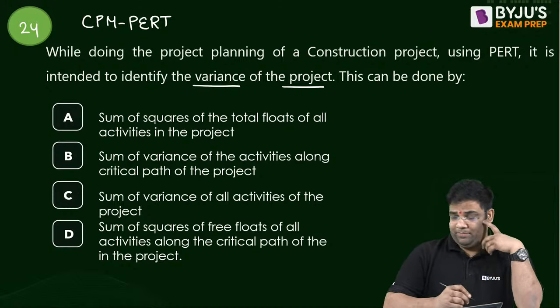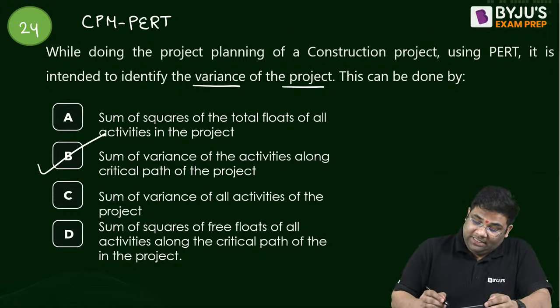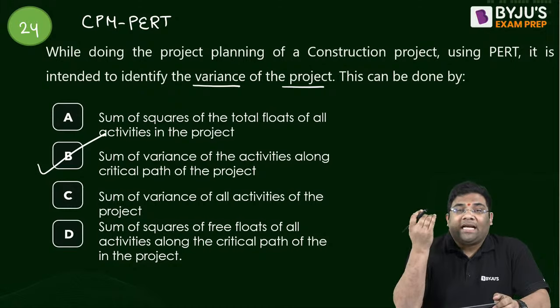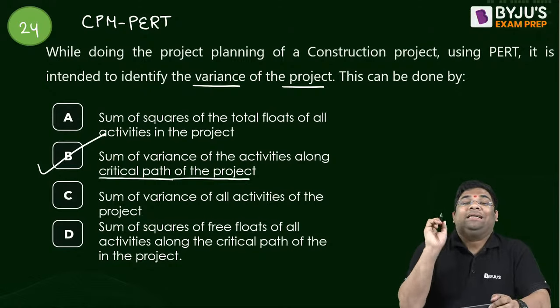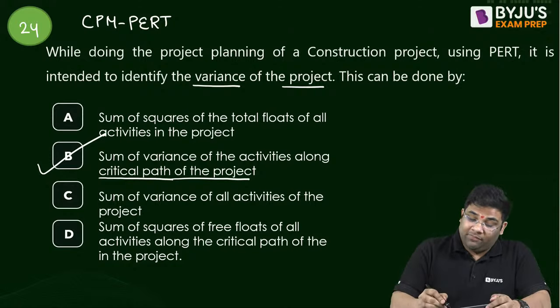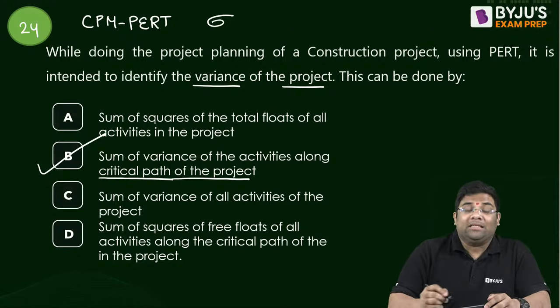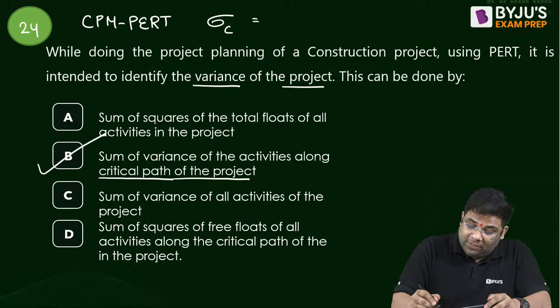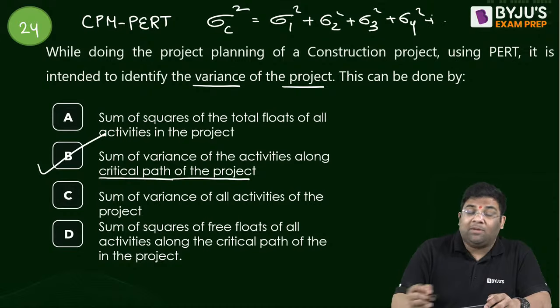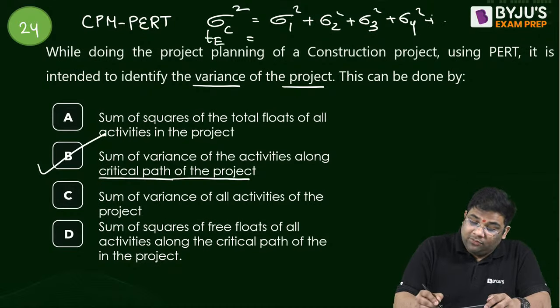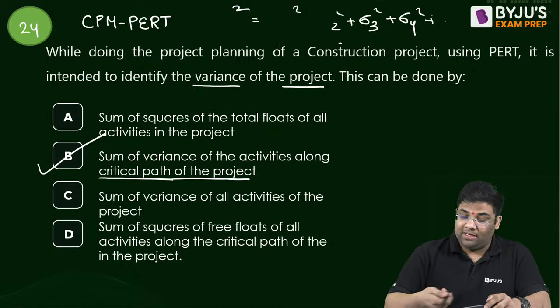The answer is B. Very good, Neha. See, whenever you find out the expected time or the variance, you always find it along the critical path of the project. If you want to find the variance along the critical path, it will be the sum of the variances of the different activities. And if you want to find the expected time, that will be the sum of the expected times of the various activities. Okay, very good.